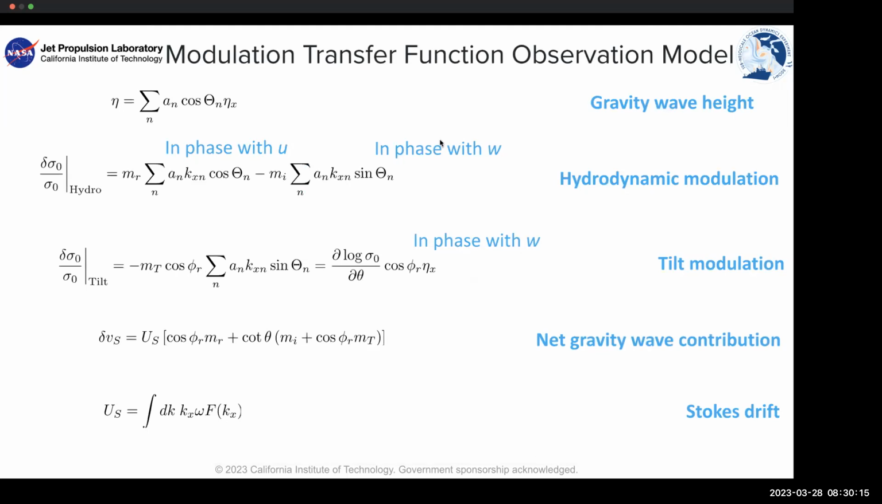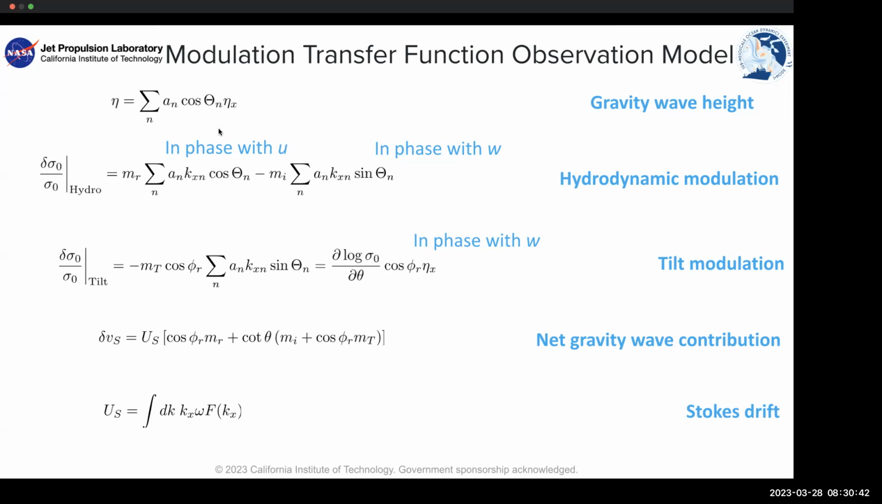We can compare this against simple models, and those operate in something called the modulation transfer function. They assume that the brightness modulations can be modulated as a function of the phase, basically the phase of the large scale waves.